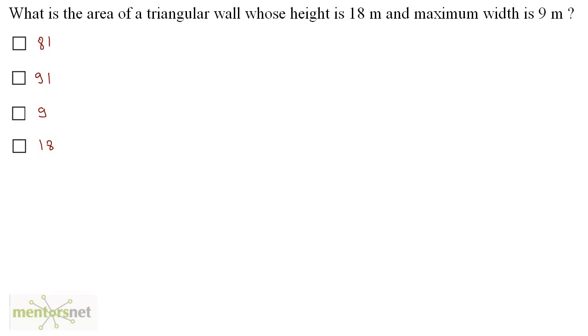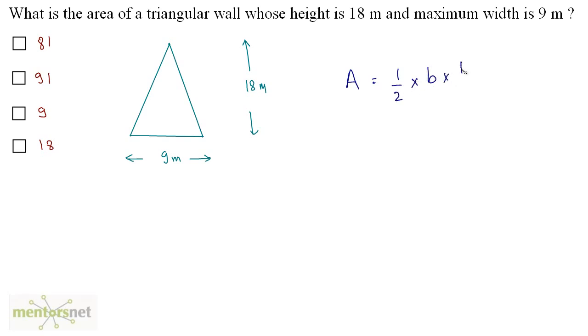What is the area of a triangular wall whose height is 18 meters and maximum width is 9 meters? Now we have been given the height of the triangle as 18 meters and the width, or the base, as 9 meters. Okay, so what is the formula for the area of a triangle? Well, it is half into base into height.